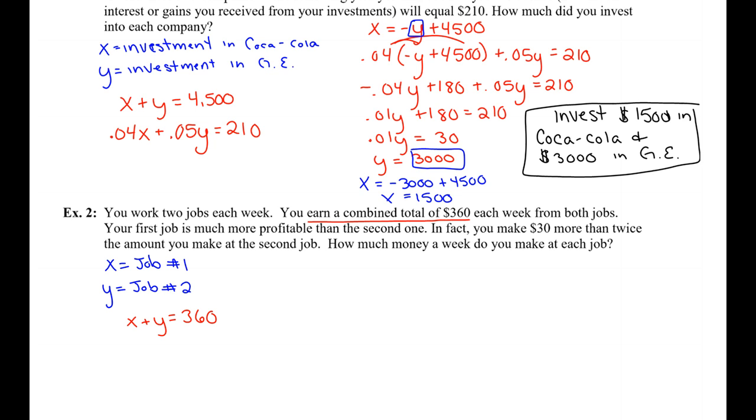It then says that the first job is much more profitable than the second one. You make 30 more than twice the amount you make at the second job. So the first job is what I'm talking about, so I can say the first job is equal to 30 more than twice the amount you make at the second job. So I can have 30 plus twice the amount I'm making at the second job. These are the 2 equations I'm going to use when solving my system.